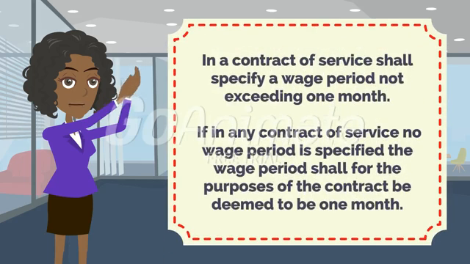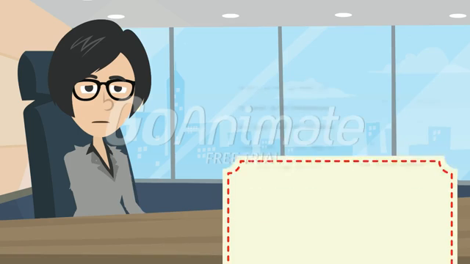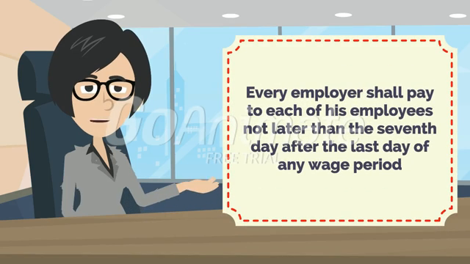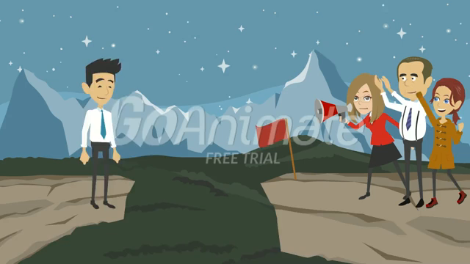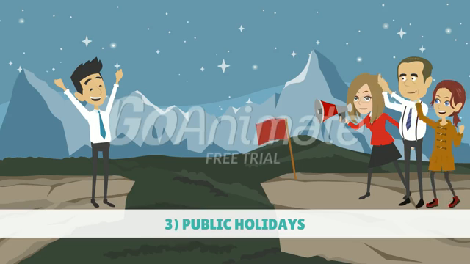A contract of service shall specify a wage period not exceeding 1 month. If any contract of service does not specify a wage period, the wage period shall for the purposes of the contract be deemed to be 1 month. Every employer shall pay to each of his employees not later than 7 days after the last day of any wage period. Third, let's talk about public holidays.